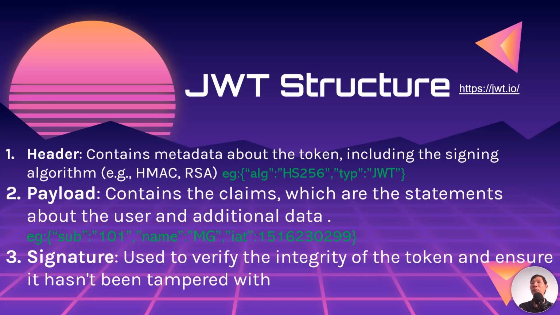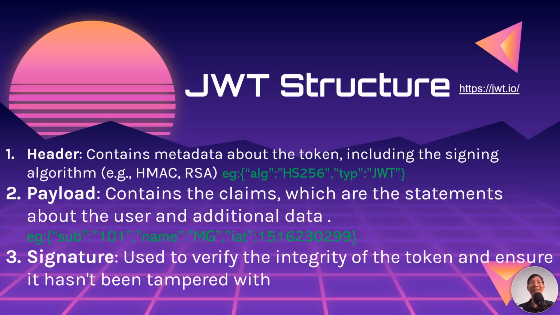Number two is the payload. The payload contains the claims. What does claim mean? Claims are statements about the user and additional data such as user ID, user roles, or when the token will expire. So in the payload we can find who the user is, what the roles are, and when the token will expire.